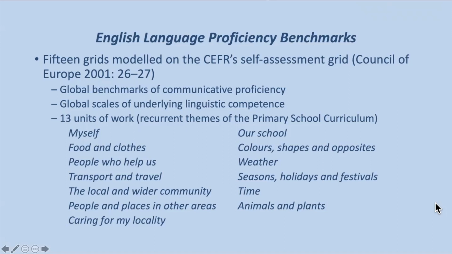The first of the grids was a summary of communicative proficiency development that we called the global benchmarks. And that summary was accompanied by global scales of underlying linguistic competence. And then we had 13 so-called units of work referring to recurrent themes of the primary school curriculum.